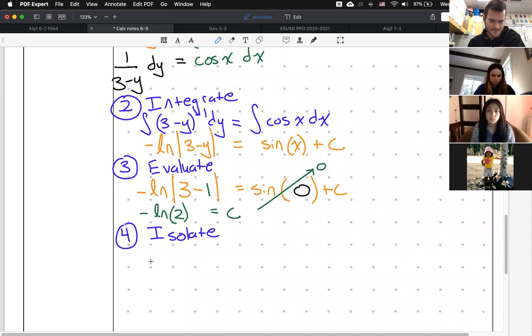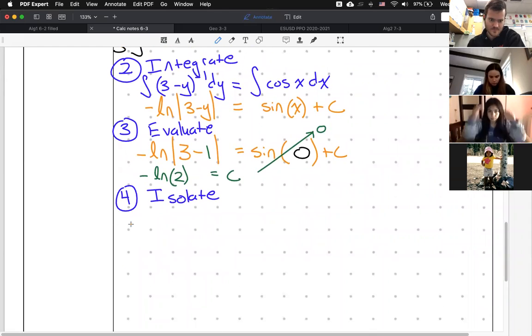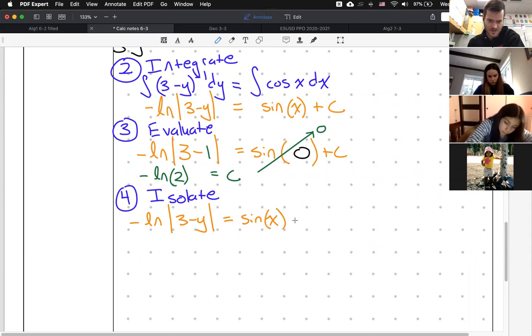So we have negative natural log of the absolute value of 3 minus y is equal to sine of x minus natural log of 2. So far, so good. Nothing too tricky so far, aside from the natural log of 2 house. I think that was the trickiest part so far. So this is the new stuff.